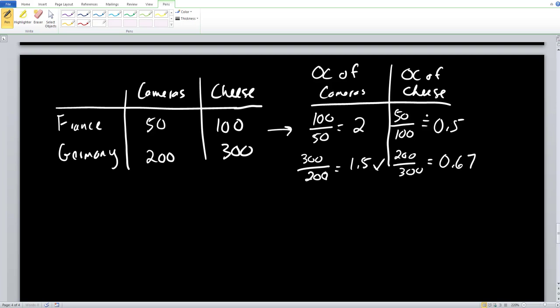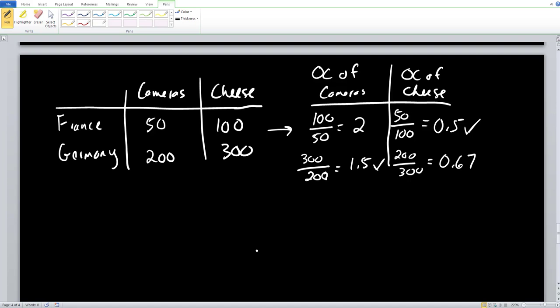And then the interpretation of cheese, the opportunity cost of cheese. In order for France to produce one more wheel of cheese, they have to give up the production of half a camera. For Germany, in order for them to produce one more wheel of cheese, they have to give up the production of 0.67 cameras. So in this instance, 0.5 is less than 0.67. So therefore, France has the lower opportunity cost of producing cheese. Therefore, they have the comparative advantage in making cheese. So therefore, they should be exporting cheese out to Germany.